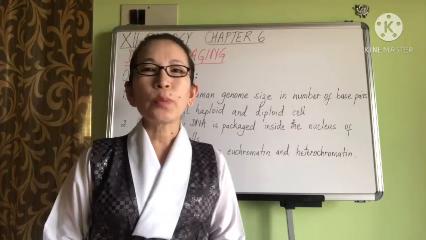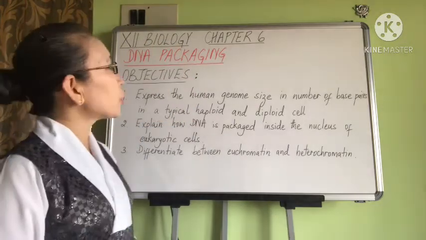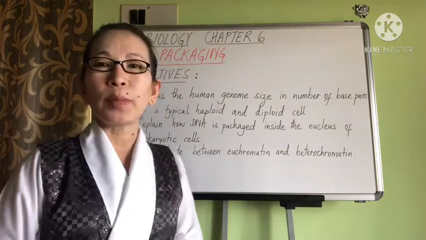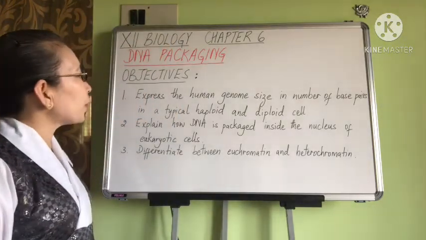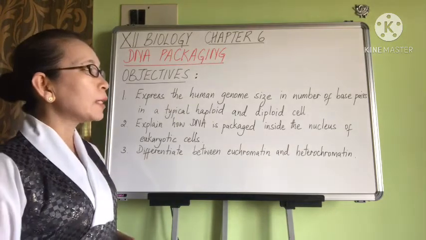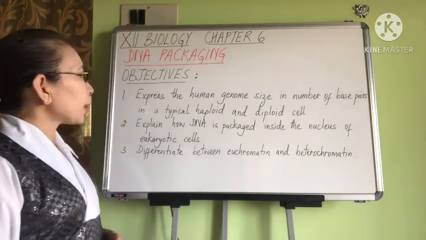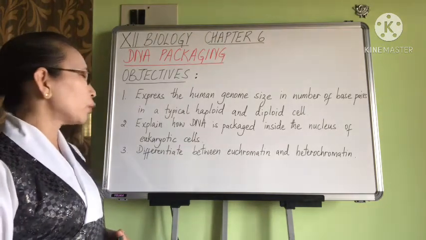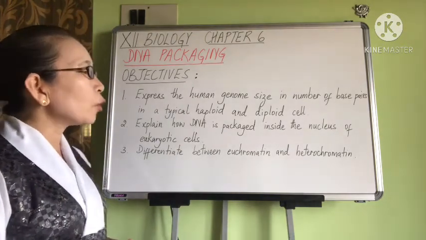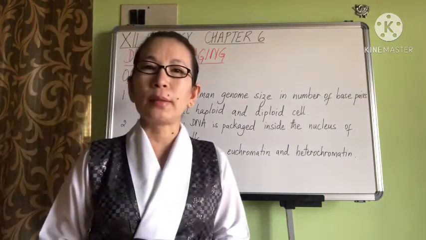Welcome back. This video lesson is on DNA packaging and the learning goals to be achieved from this session are: 1. Express the human genome size and number of base pairs in a typical haploid and diploid cell. 2. Explain how DNA is packaged inside the nucleus of eukaryotic cells. And 3. Differentiate between euchromatin and heterochromatin.